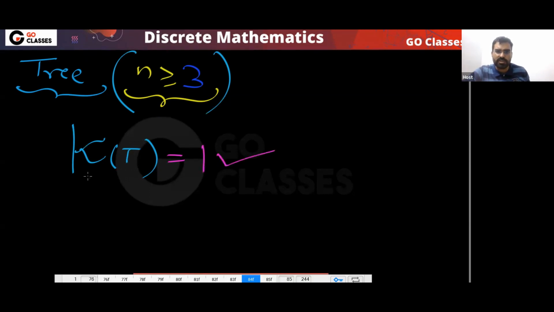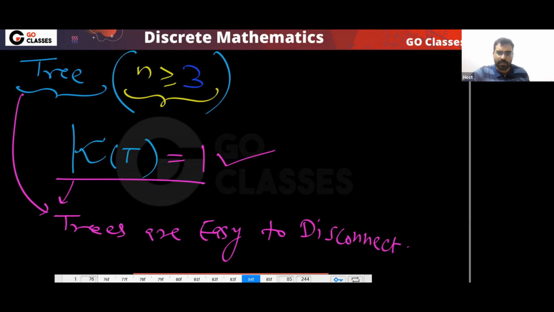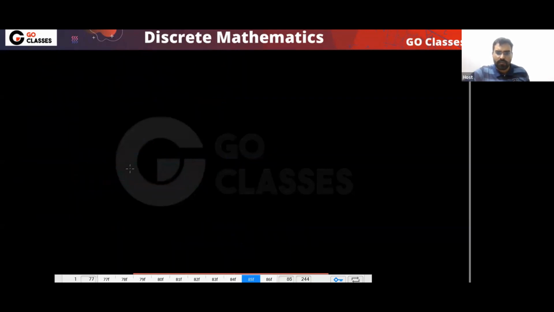So you can notice trees are easy to disconnect. It simply means trees are very easy to disconnect. Now let's see the complete graph. What about this K4 complete graph?